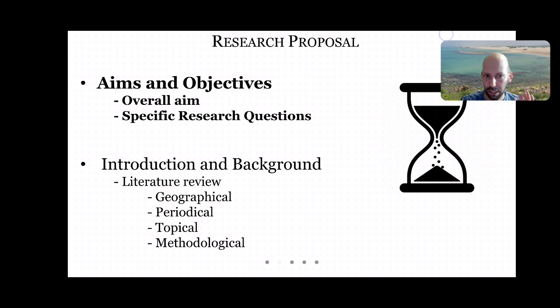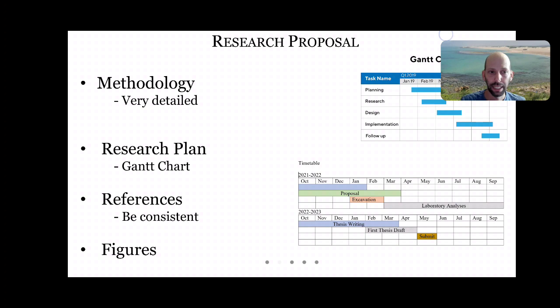Okay, so let me emphasize that again. The aims and objectives are the most important part. One of the two most important parts. The background is what will be the mass of your proposal. Very extensive literature review. Try to be as updated as you can. And then we have the methodology. Now the methodology is also very important, and this should be very detailed.